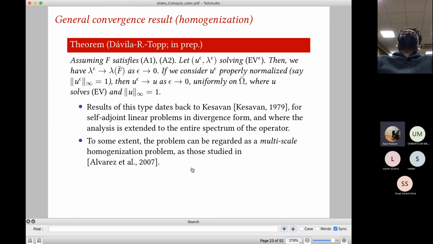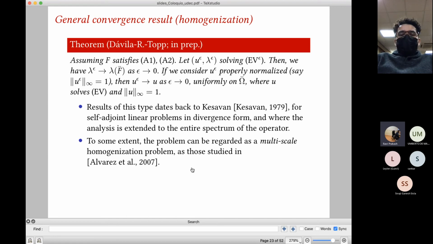A quick observation is that in this homogenization problem we have more than two scales operating at the same time. Because we have the slow variable, the fast variable x over epsilon, and we also have this coefficient lambda epsilon, whose rate is another unknown of the problem. We don't know if there's a modulus of continuity. We don't know how fast that convergence is, as opposed to, say, the other coefficients.